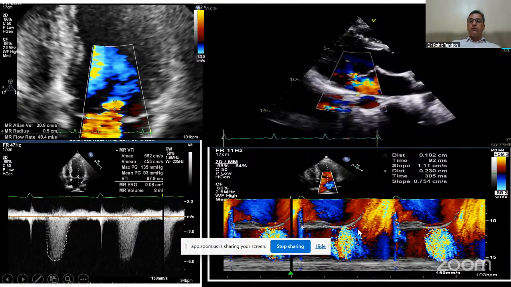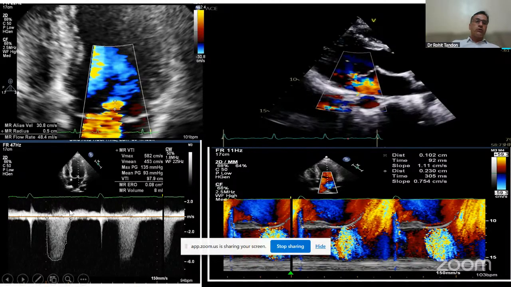Then we used color M mode. Color M mode is showing us that it is actually a mid to late systolic MR. So it is usually not a holosystolic MR in mitral valve prolapse. We should always keep in mind, before commenting on the severity of MR in these patients, whether the patient is having holosystolic mitral regurgitation or mid to late systolic MR.